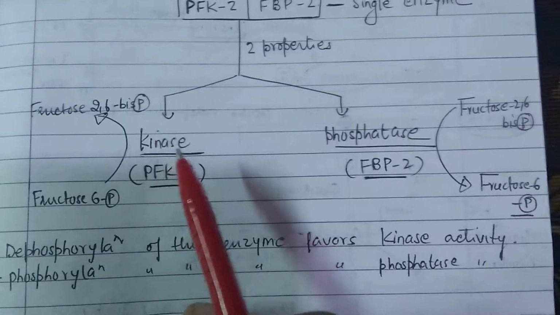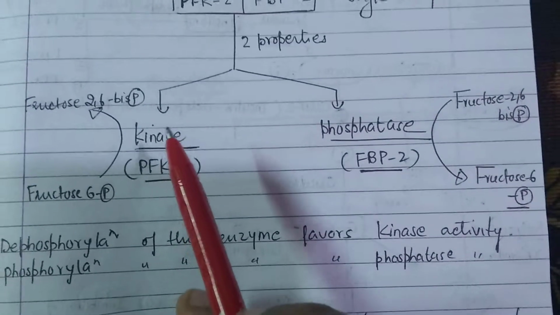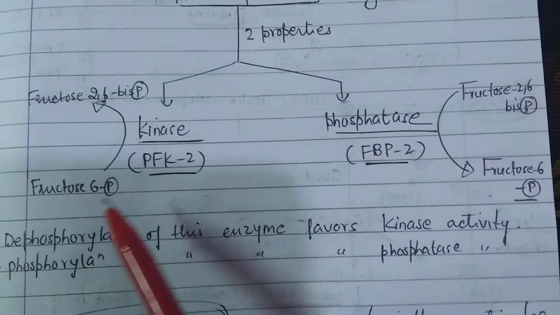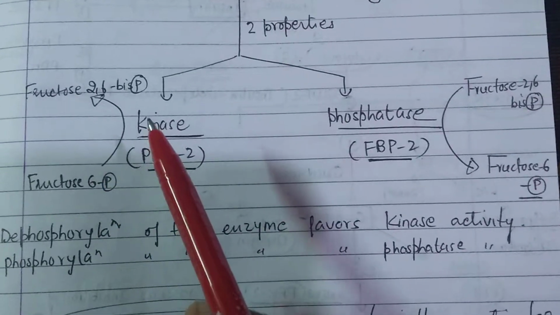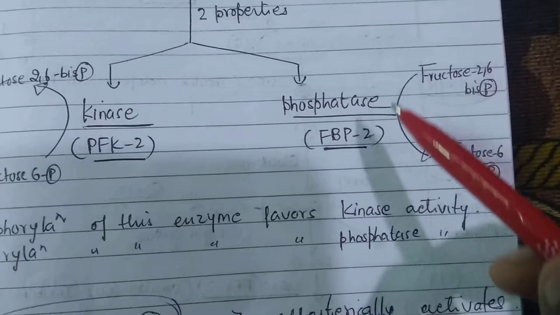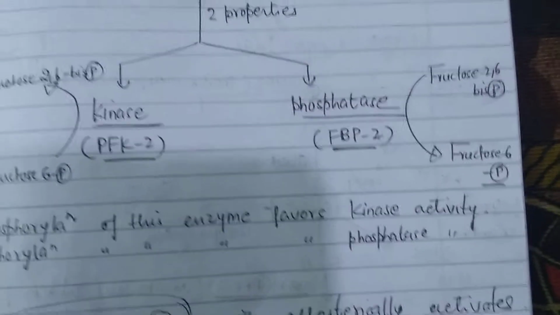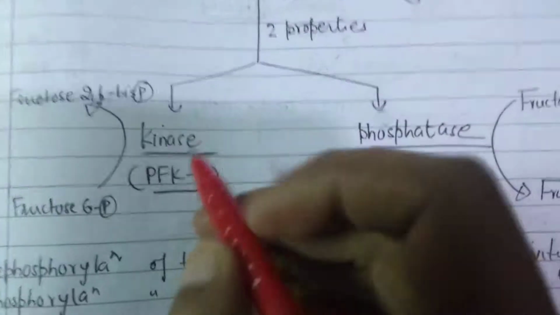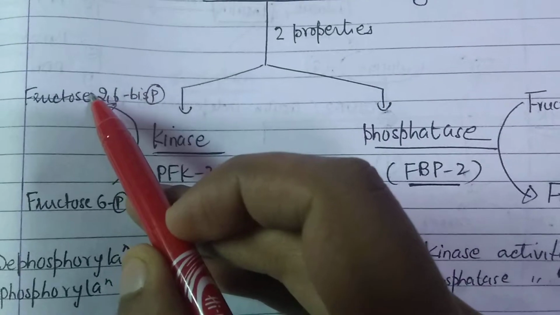Okay, so after activation of kinase, what happens? This kinase will cause fructose 6 phosphate to convert into fructose 2,6 bisphosphate, and phosphatase will cause fructose 2,6 bisphosphate to convert into fructose 6 phosphate. It will look similar, but these are not similar. You remember this thing, this is 2, and that's why here it is 2.